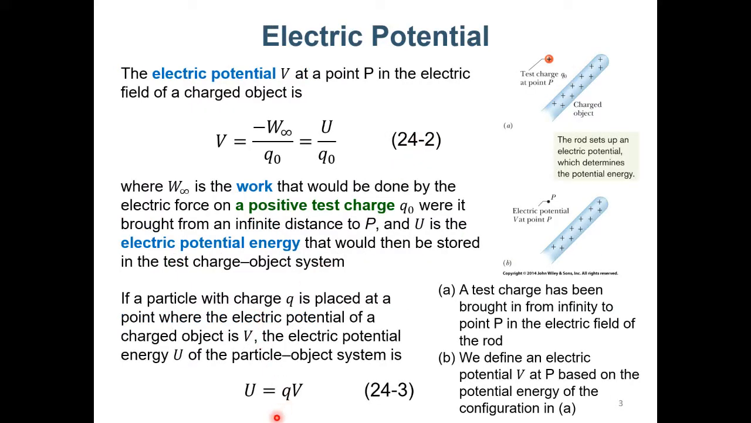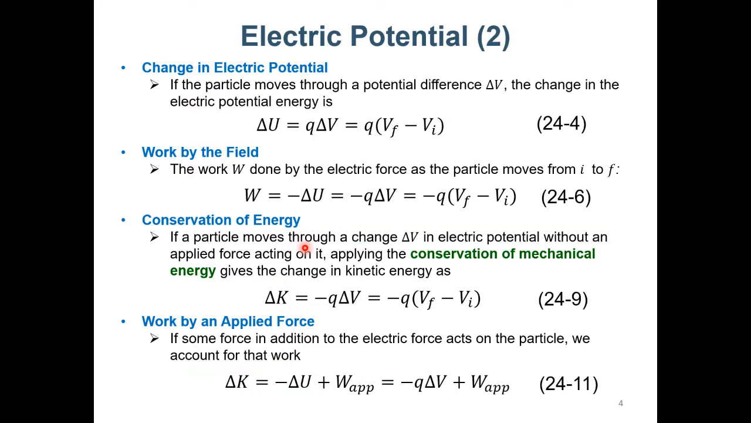As you see, the potential energy and the voltage have a relationship like this. So if you try to change the potential energy, it means the voltage, or the electric potential, is also different. When you go from Vi to Vf, you need to change the electric potential energy so that the particle can move from Vi to Vf.